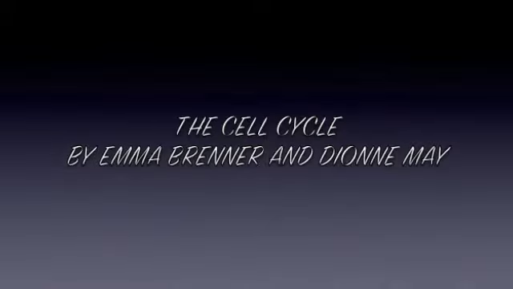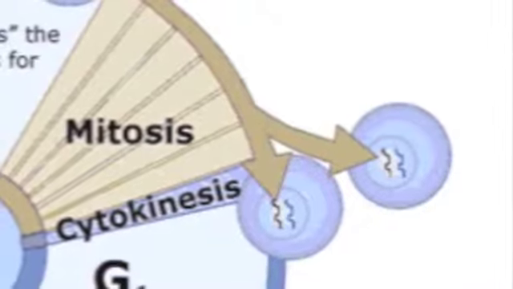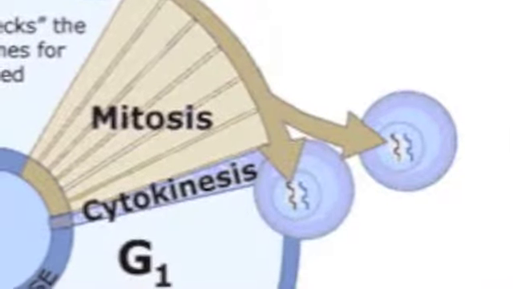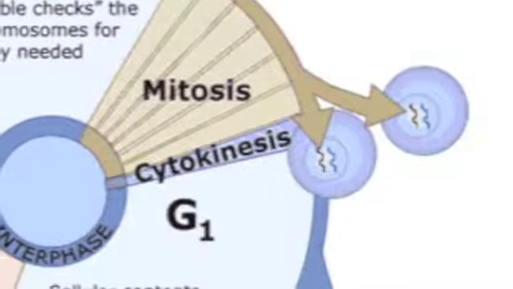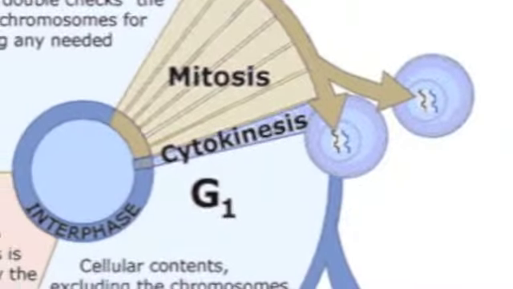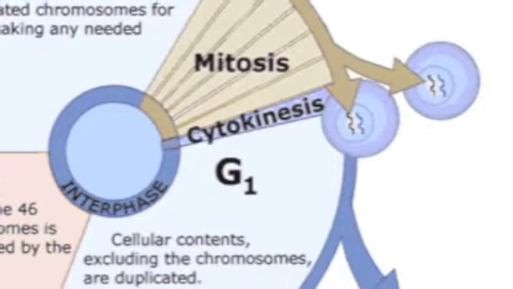The cell cycle is divided into two phases, interphase and the mitotic phase. The mitotic phase consists of mitosis and cytokinesis. Mitosis is the division of genetic material in the nucleus of eukaryotes. Mitosis occurs in somatic cells and during embryonic development.